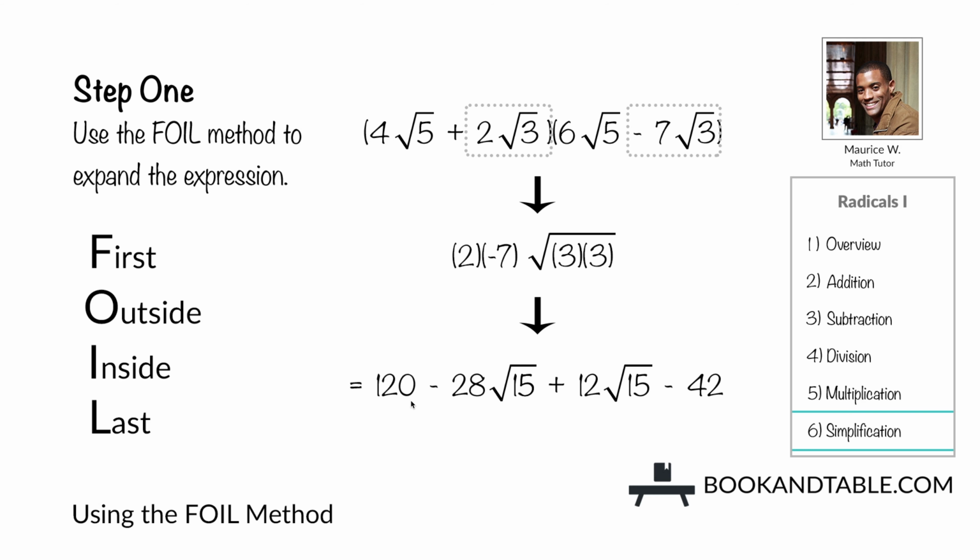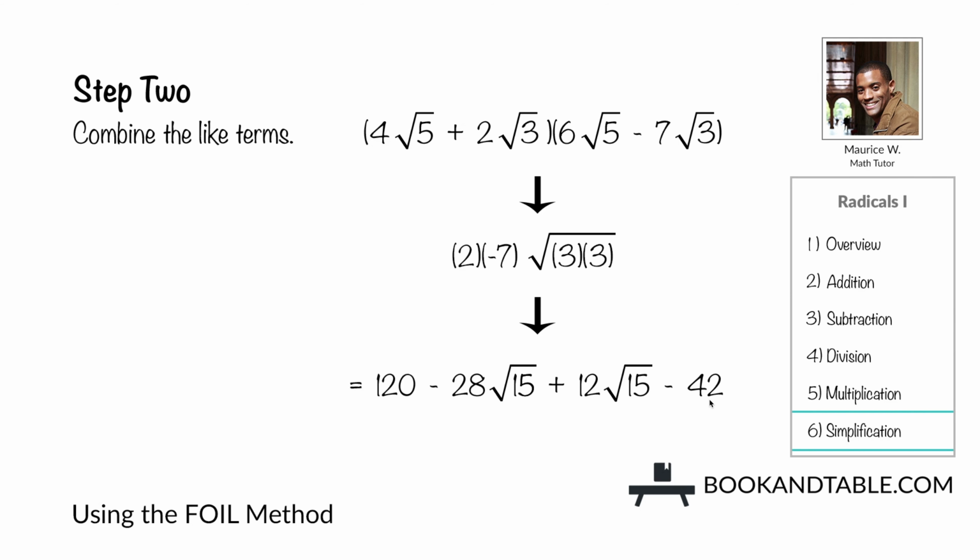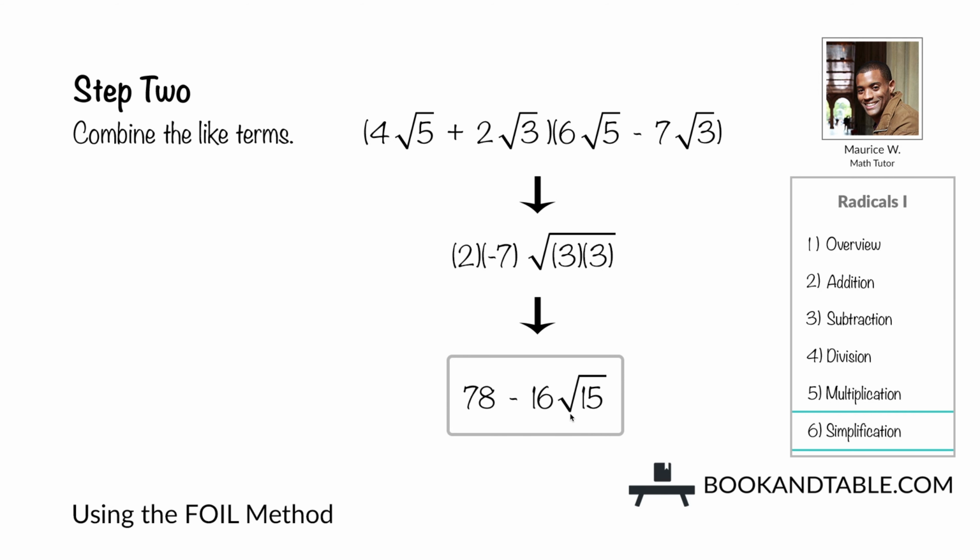So once you expand the expression by using the FOIL method, you have 120 minus 28 radical 15 plus 12 radical 15 minus 42. So the next step is to combine the like terms. So you'll do 120 minus 42. And then you combine the radicals that have the same radicand. So these are both radical 15. So you can combine the coefficients, negative 28 and positive 12, to give you negative 16 radical 15. 120 minus 42 is 78.